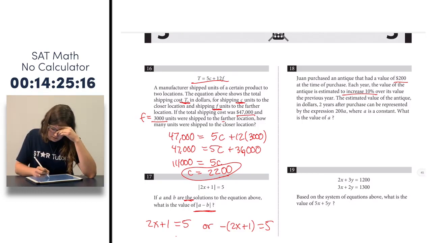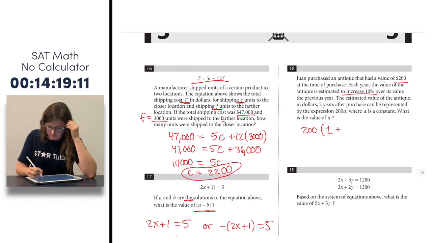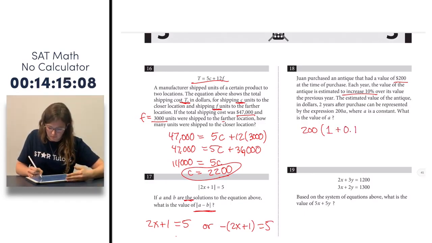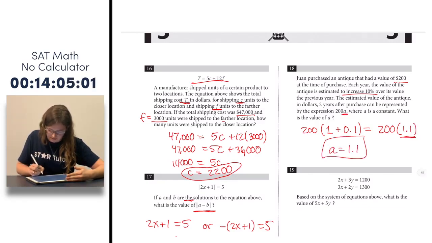Okay, so 200 is his starting value. And then I'm going to need to multiply by 1 plus the percent that I'm increasing each year. So this is going to be 1 plus 0.1. So that A value is just going to be 1.1. So that means this A is 1.1. That's my answer for that one.